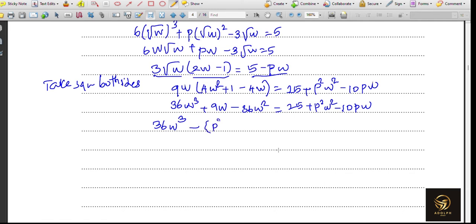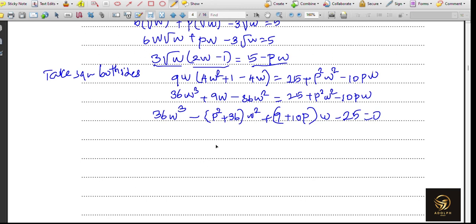If it is so, I will be getting p square plus 36 into w square, because both of them are having w square, so I'm factorizing that. The next is the w term. Here I have 9w, and on the right side I have negative 10pw. If I bring this negative 10pw to the left side, it will become positive, and w is the only common term. So both are positive, so 9 plus 10p is the coefficient of w. Then only one constant I have, so if I bring that to the left side, it will become negative 25 equals 0.